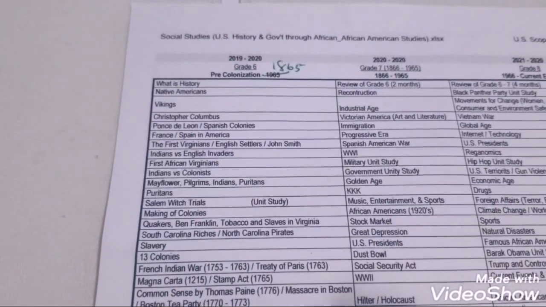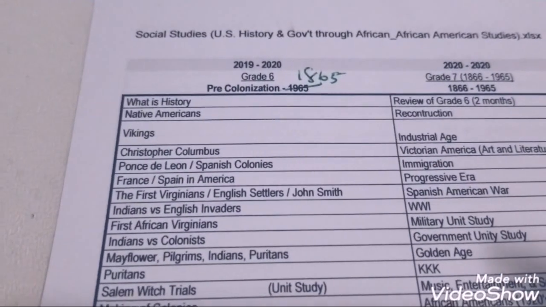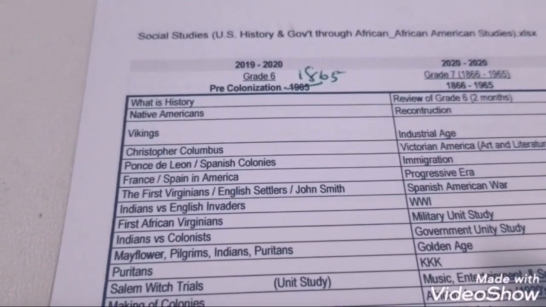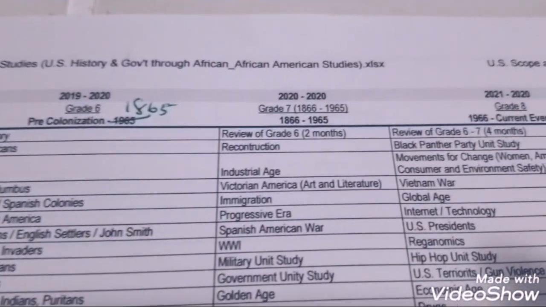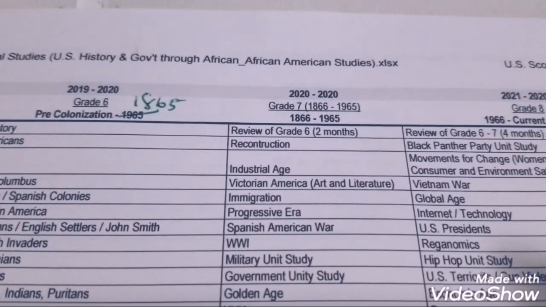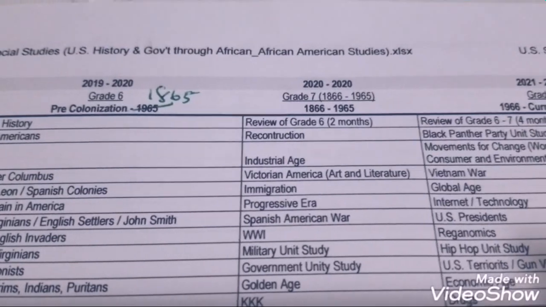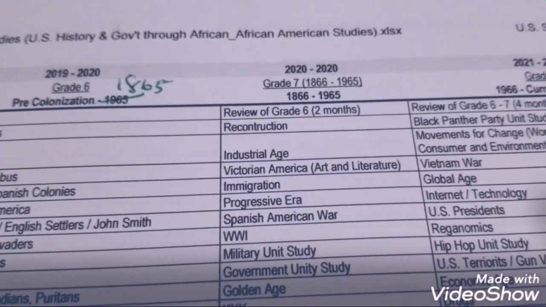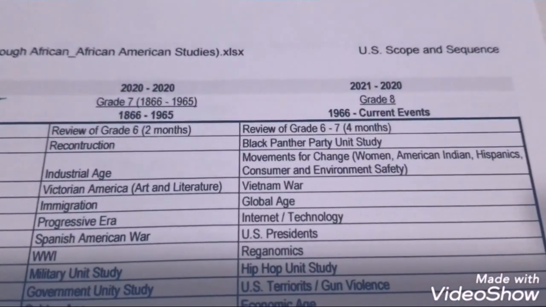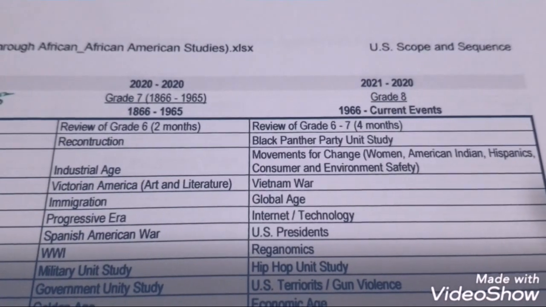and 8th grade. During the 6th grade year, our focus will be on pre-colonization through 1865, which is the end of the Civil War. For 7th grade, our focus will be 1866 through 1965, the end of civil rights. Well, not technically the end of civil rights, but I will just say civil rights. And then 1966 through current events will be our 8th grade year.